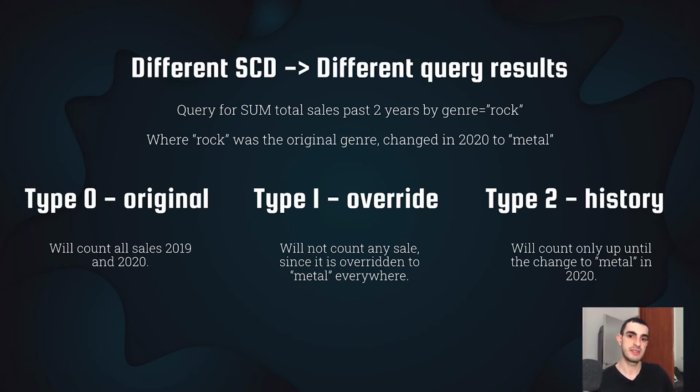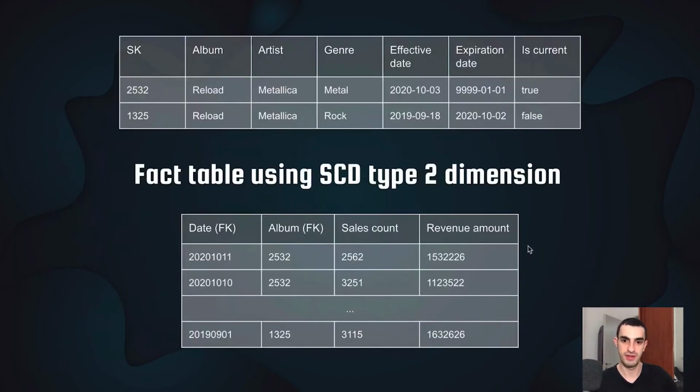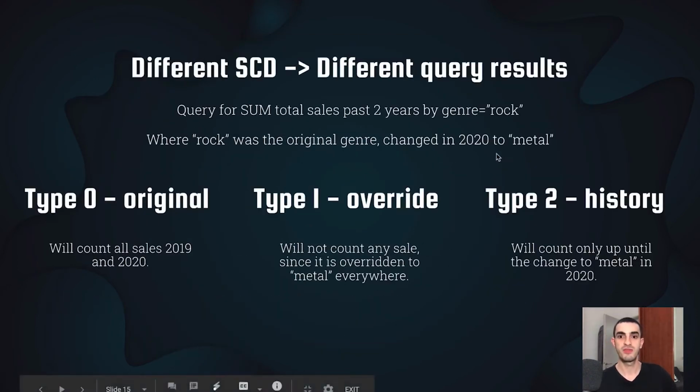So let's stop for a minute and talk about how the different slowly changing dimensions we saw so far are different on the business side when we query for results. So let's say we query for the sum total sales past 2 years by genre rock. And when I talk about that, I'm referring to a fact table like we saw here, where we track by date, by album, and then the facts that we track are sales and revenue amount. So let's say we want to sum the sales column, and we want to sum it by genre rock.